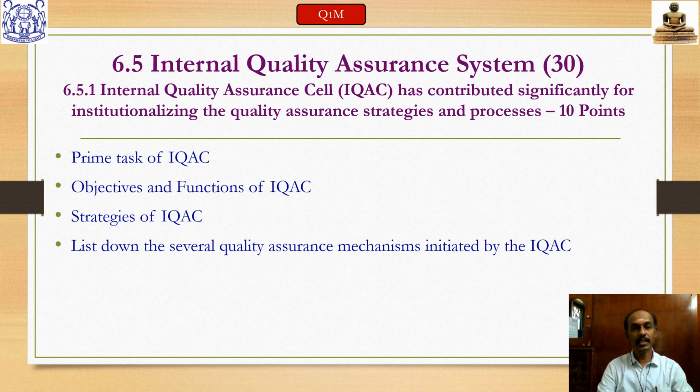So the final key indicator, 6.5, is the internal quality assurance system, which carries 30 points. And I hope every college has this IQAC cell. Here, IQAC has contributed significantly to institutionalizing quality assurance strategies and processes, which carries 10 points. So what kind of quality measures have been adopted by this IQAC for the development of the institution? Here we should mention the objectives of these IQAC functions, what kind of strategies they are adopting, and the several quality assurance mechanisms which have been initiated by the IQAC. All such things are qualitative in nature and need to be given in 500 words.